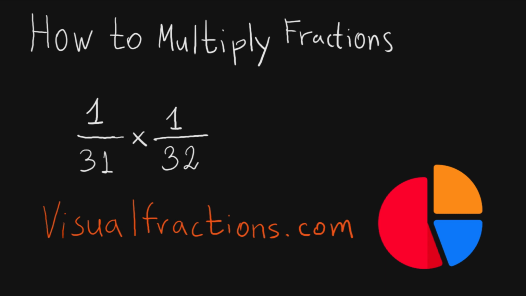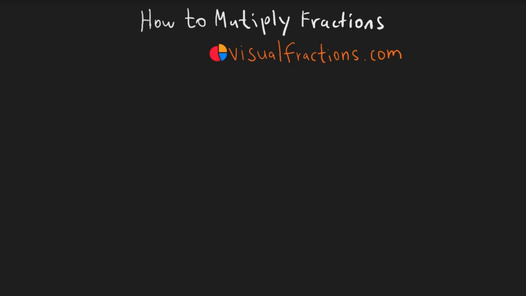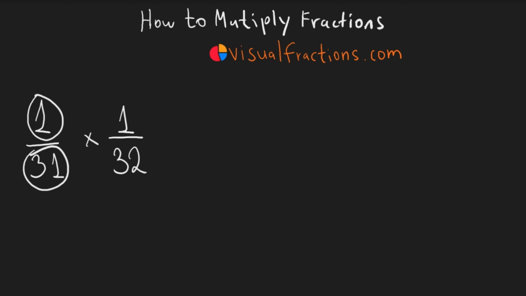In today's tutorial, we're going to demonstrate how to multiply fractions, specifically 1/31 by 1/32. In this scenario, we're dealing with two fractions. The first has a numerator of 1 and a denominator of 31, while the second has a numerator of 1 and a denominator of 32.